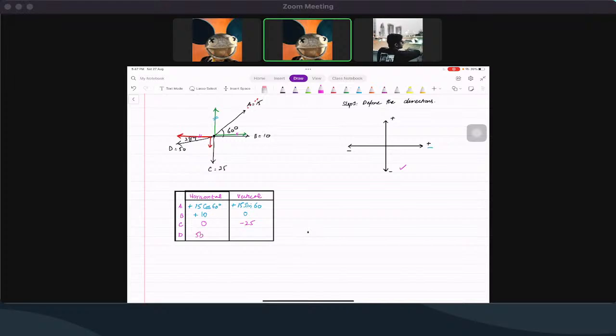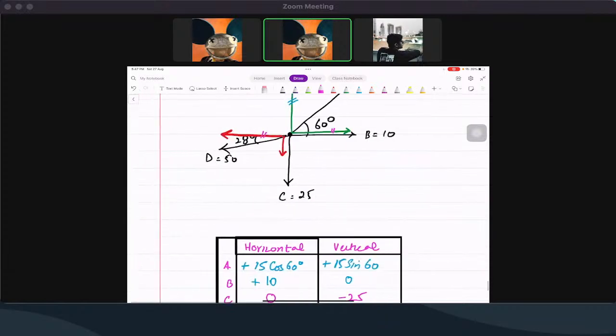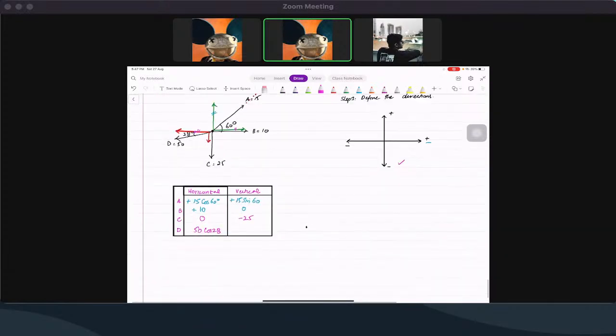Finally we have D. D horizontal is this one, which makes it 50 cos of 28, because it's adjacent, next to the angle, as you can see. However it is towards the negative side, so we're going to put a negative sign here. Then comes the other one for D, which would be 50 sine of 28, and because it is downwards, and we took downward as negative, we're going to put a negative sign here. Is it clear?